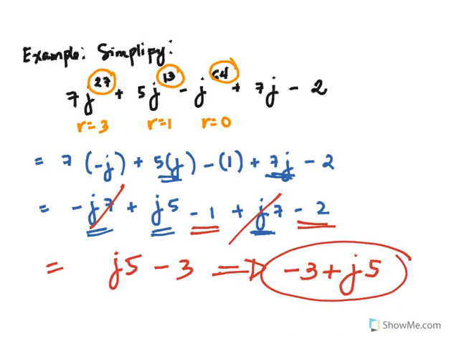Inuna lang natin yung real part. Okay? Negative 3 and then the imaginary part. But still, negative pa rin yung 3, tapos positive pa rin yung j5. Again, it's just writing it in standard form. Okay?